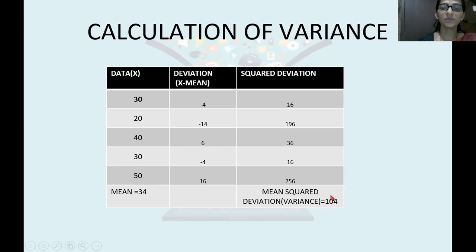What does this variance tell us? If the variance is very large, then the data values are spread far away from the mean. If the variance is small, then the data values in the given set are closer to the mean.